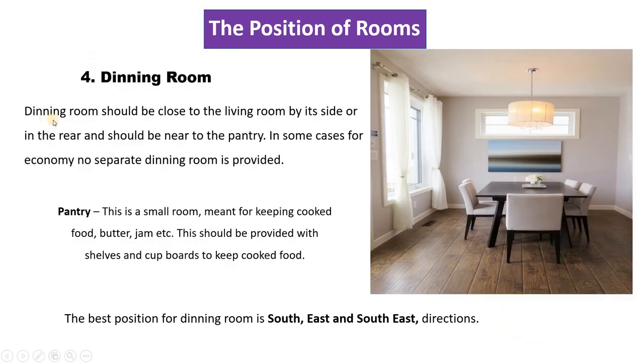Next is dining room. Dining room should be close to the living room, by its side or in the rear, and should be near to the pantry area. In some cases, for economic purposes, no separate dining room is provided. Pantry area is a small room meant for keeping cooked food, butter, jam, etc. This should be provided with shelves and cupboards to keep cooked food. The best position or direction for dining room is south direction, east direction, or southeast direction.